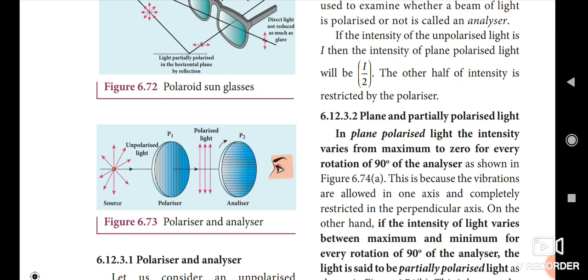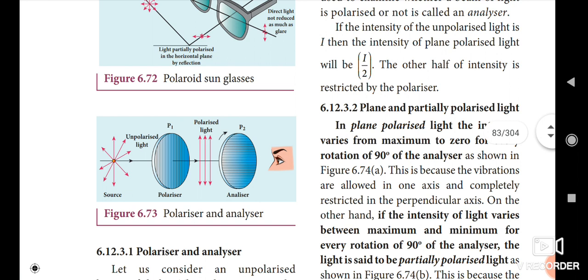What happened? Now the unpolarized light passed through the polarizer. Only the vertical line passed through to the other side. That is called polarized light. Now the unpolarized light has changed into polarized light. Now we have to analyze that polarized light. This is called the polarizer. Next we have to analyze whether the light is polarized or not polarized by using the analyzer.